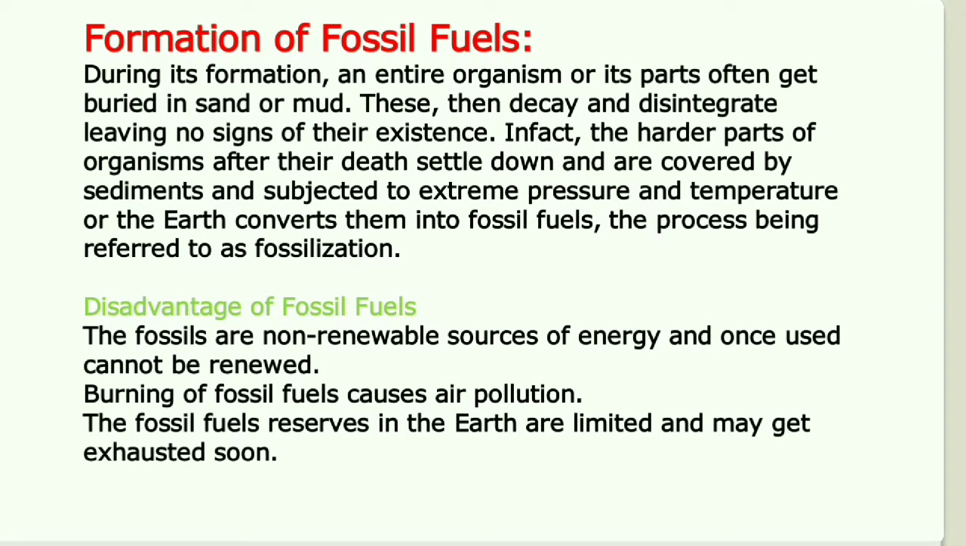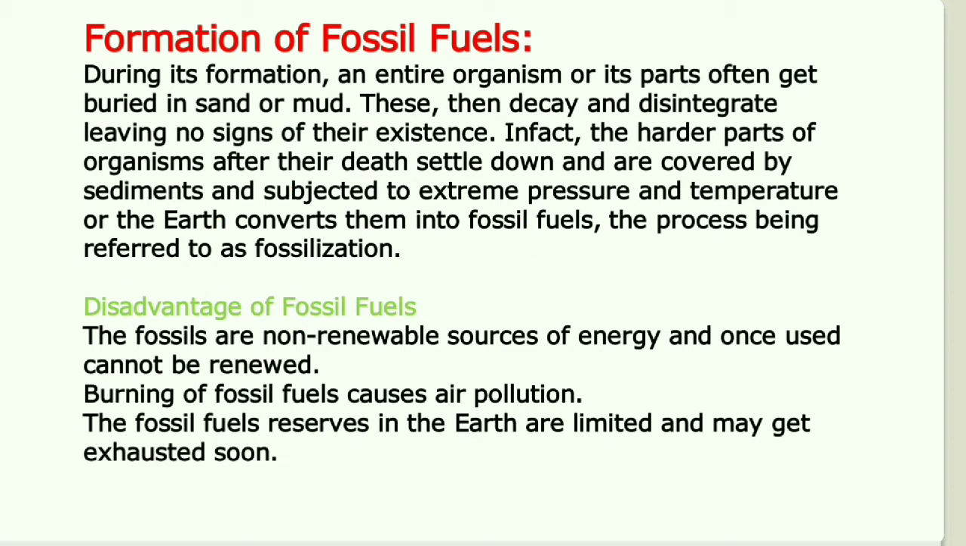Now, how does the formation of fossil fuel take place? During its formation, an entire organism or its parts often get buried in sand or mud. These then decay and disintegrate, leaving no signs of their existence. In fact, the harder parts of the organisms after their death settle down and are covered by sediments and subjected to extreme pressure and temperature, and the earth converts them into fossil fuels. The process being referred to here is termed as fossilization.